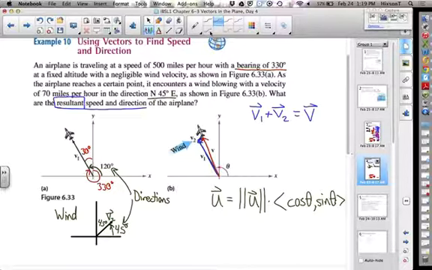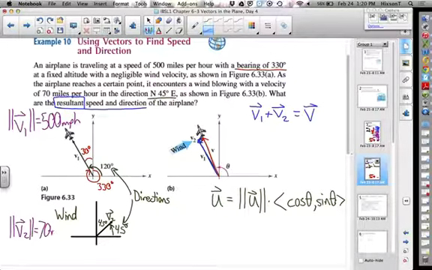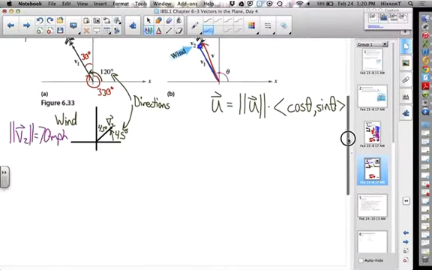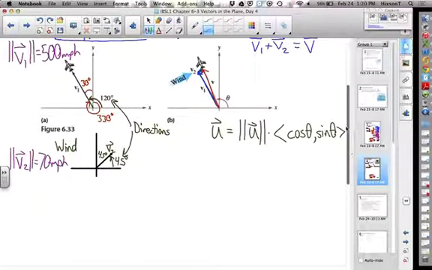The magnitude of V1: they said it was going 500 miles per hour. So that's the magnitude of V1. What was the magnitude of V2, or the wind? 70 miles per hour. So now we can get our two component vectors.